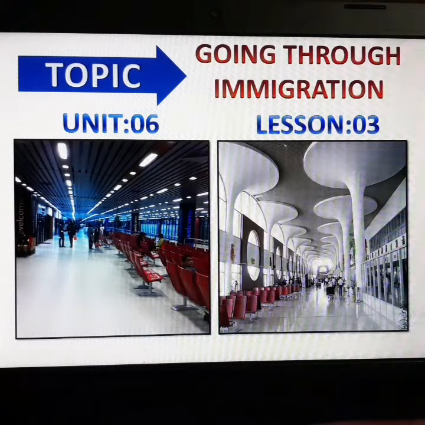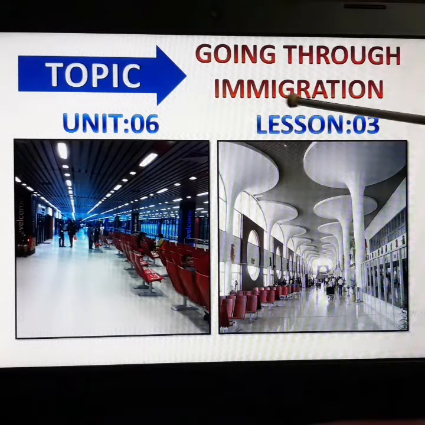Yes, you can see the topic name of the English class. Today's topic is Unit 6, Lesson 3. I hope you all are ready with your textbook, and the topic name is Going Through Immigration. You can see the topic here, Going Through Immigration.